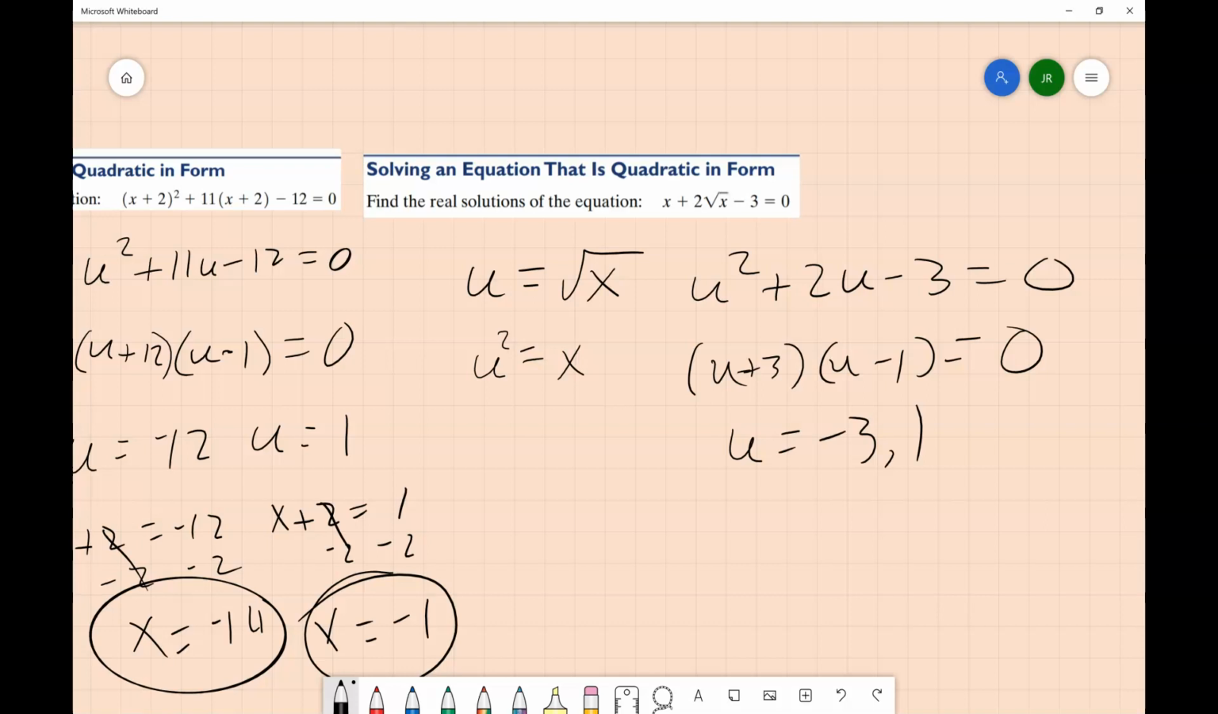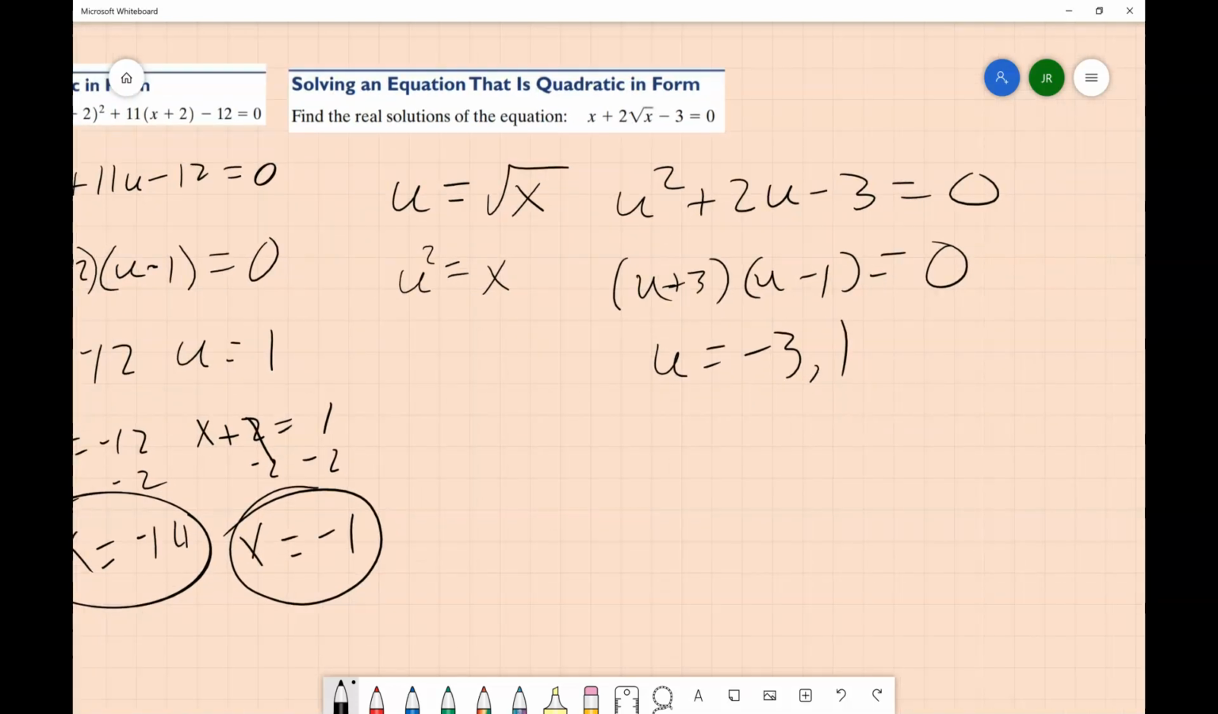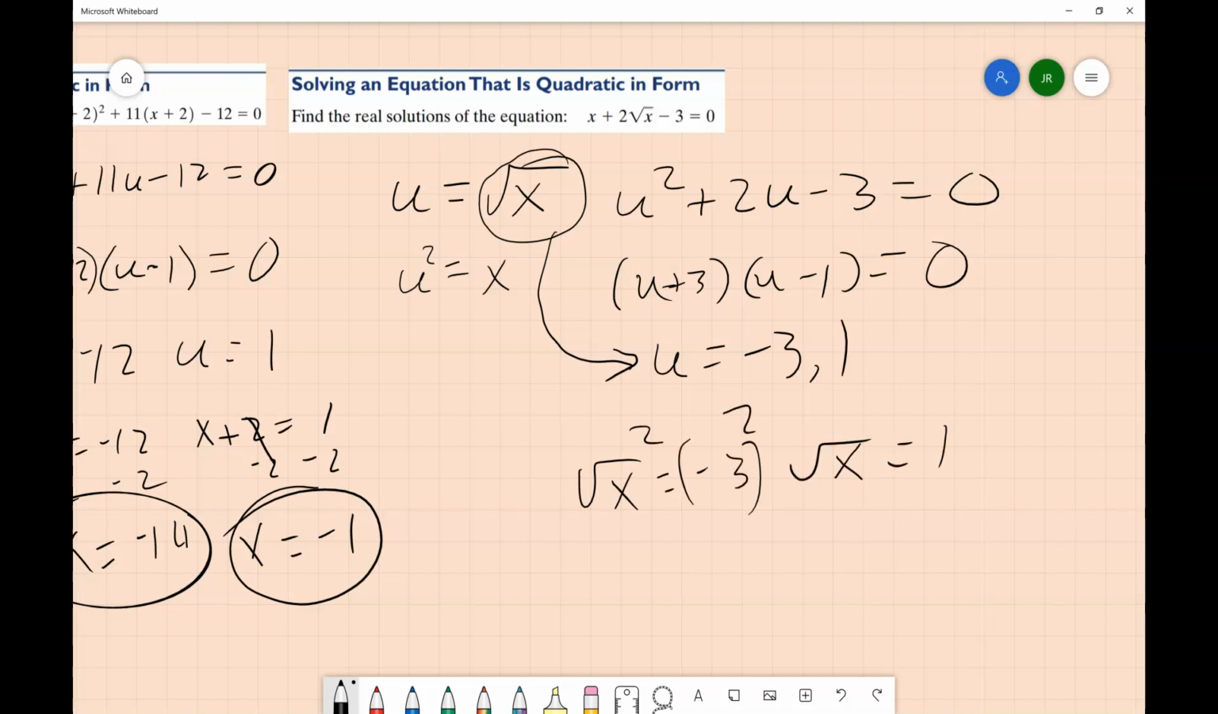All right. You didn't have to solve it this way. You could have isolated that square root of x and squared both sides. But again, this is just a little bit more clever way to do it that makes it a little bit easier. We haven't finished yet, by the way. We have to now substitute back in for u. What was u? U was the square root of x. That has to go back in. So the square root of x equals negative 3, and the square root of x equals 1. Square both sides here. We get x equals 9.